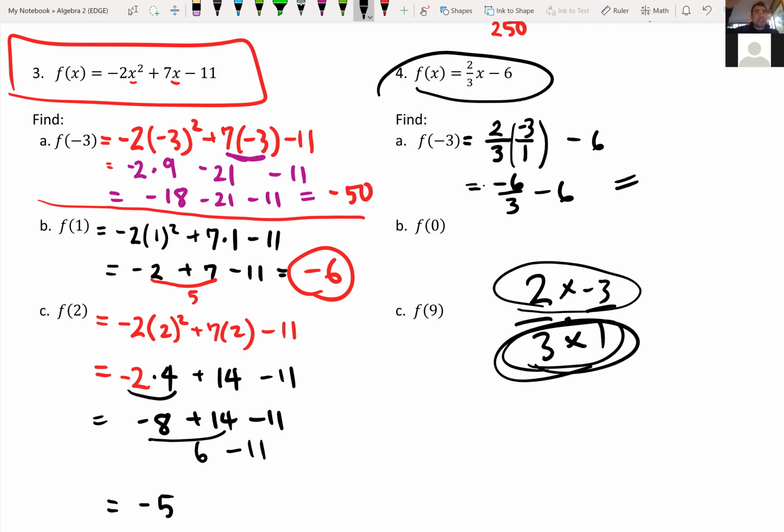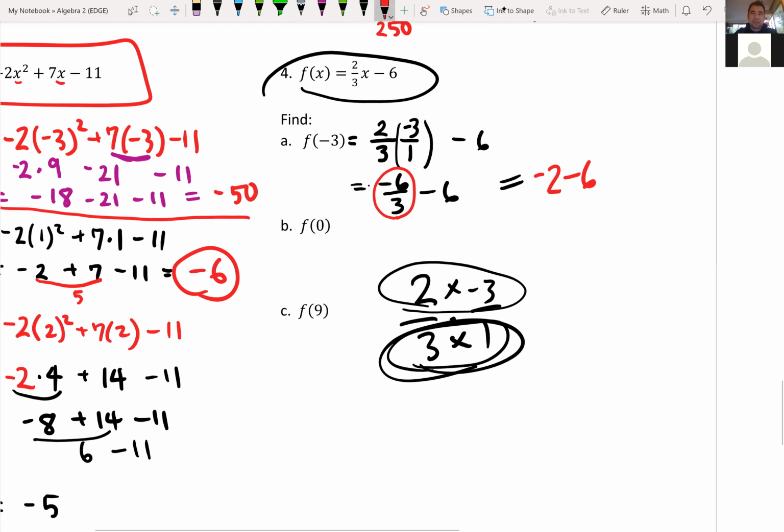But what's negative 6 over 3? What's negative 6 divided by 3? Isn't that negative 2? Yeah? So that's a negative 2 minus 6, which is negative 8.